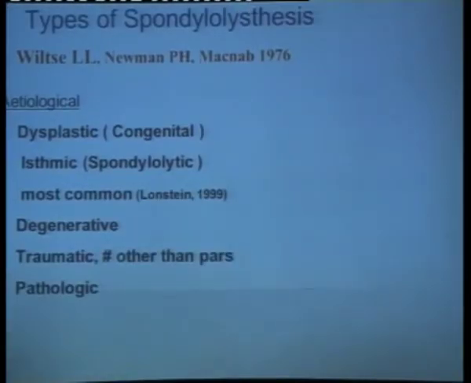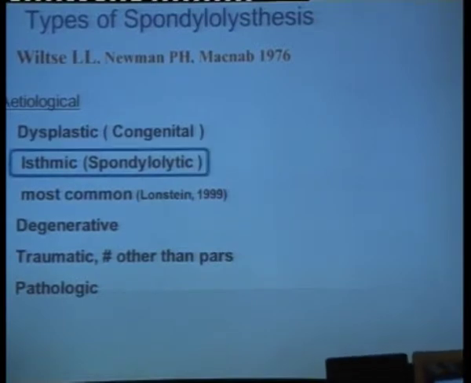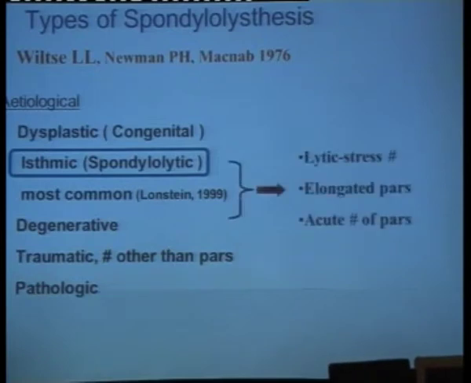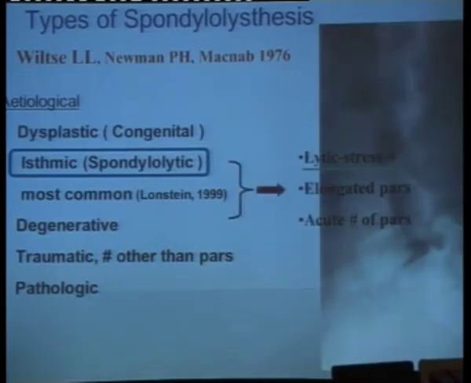If you look at the Wiltse and Newman's criteria of the type of spondylolisthesis, our patient would fall in the isthmic variety with a lytic defect, with probably an old stress fracture there. If you look at the three main types of spondylolisthesis that you have, the dysplastic, isthmic and degenerative, you need to look very carefully even on plain X-rays.